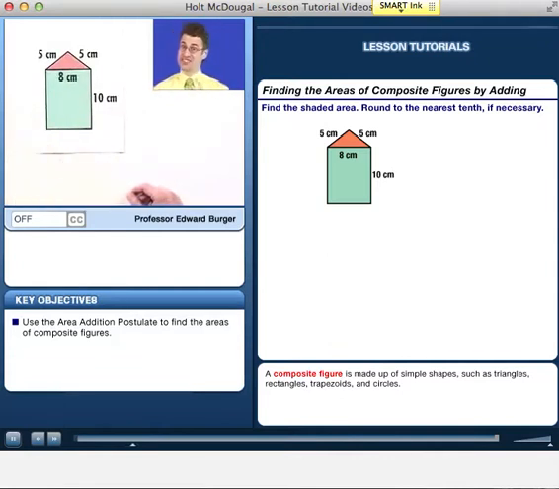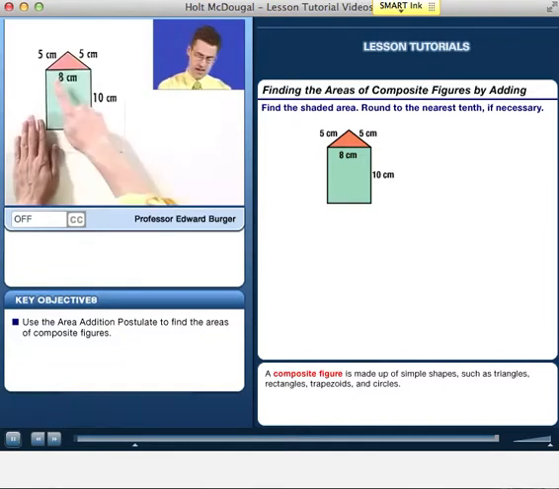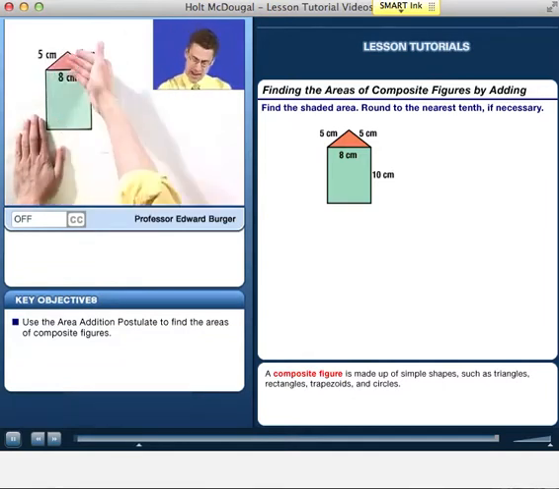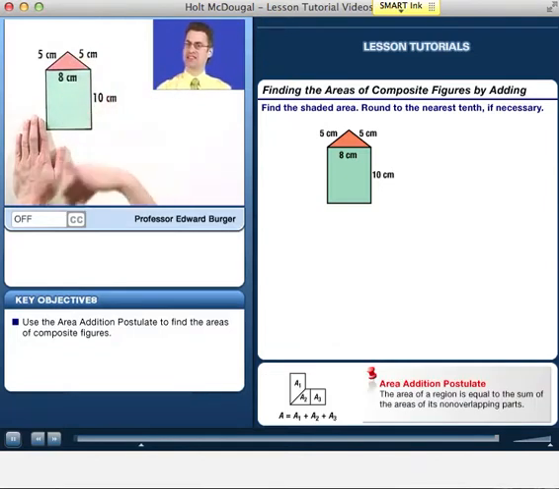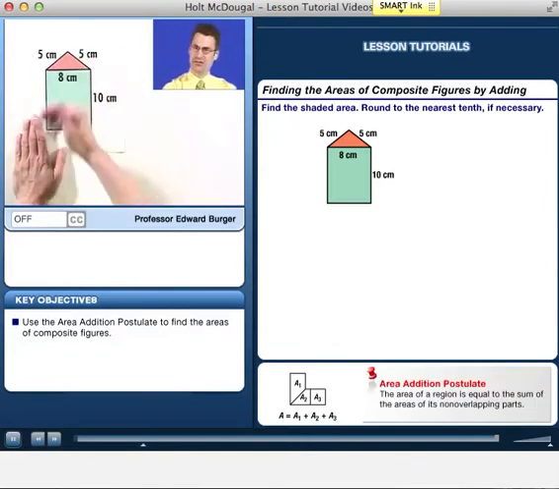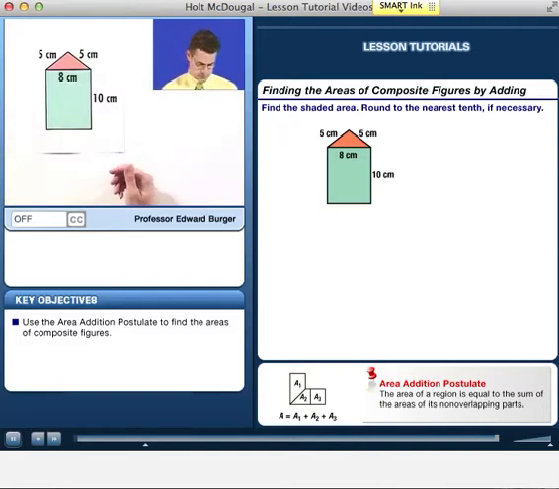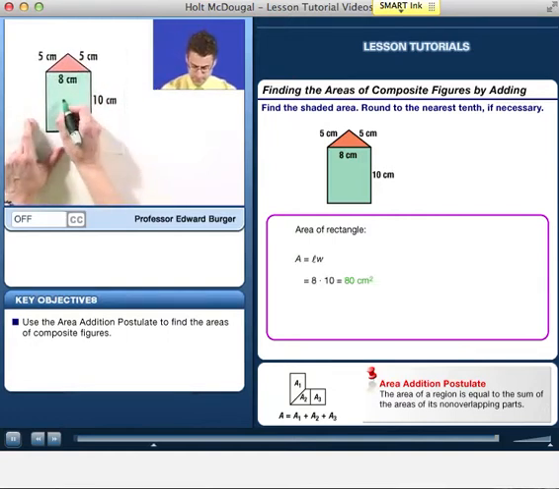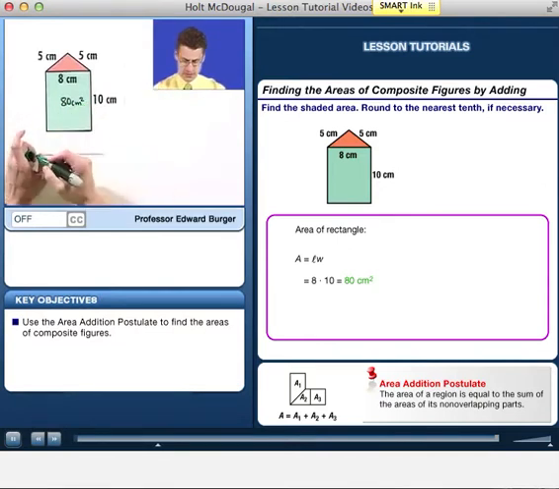And in fact, just saying those words tell me what to do. I should find the area of the rectangle, the area of the green, the area of the triangle, the area of the red, and then add the two numbers up, and that sum will represent the area of the whole house. All right, let's go. So the area of the green, got to do that in green, is going to be 8 by 10, which is 80 centimeters squared.